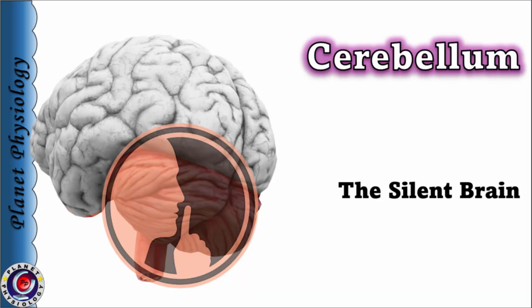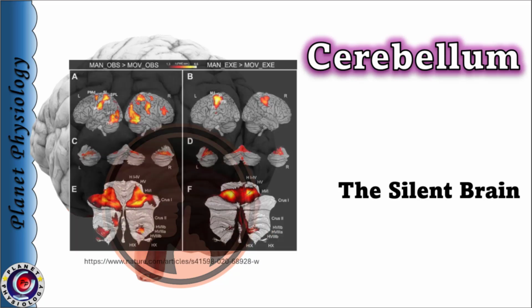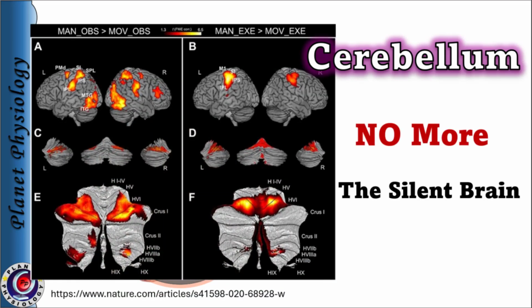You know, the cerebellum was once thought to be just a silent region of the brain and later was discovered to play important roles in movements. But modern research tells a very different story. Along with its motor functions, the cerebellum is also involved in attention, language, emotional regulation, and much more. But today's focus will be on its motor functions.